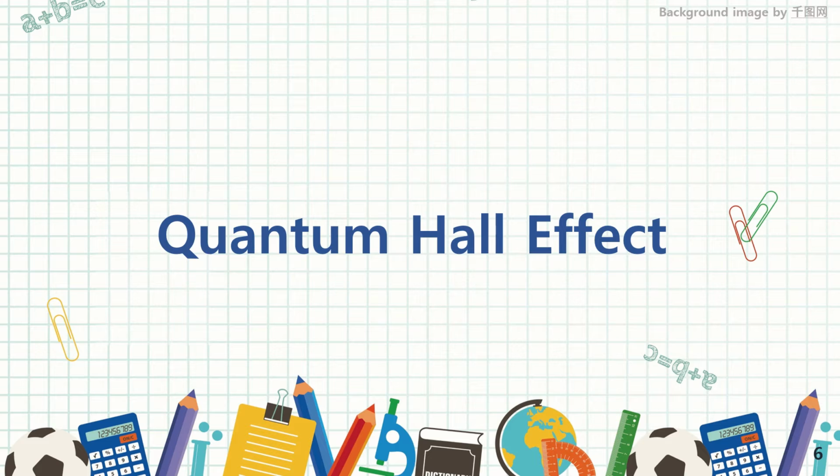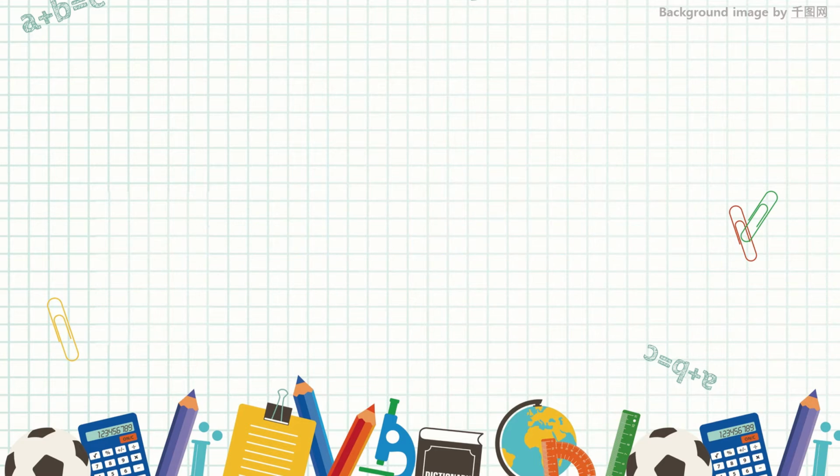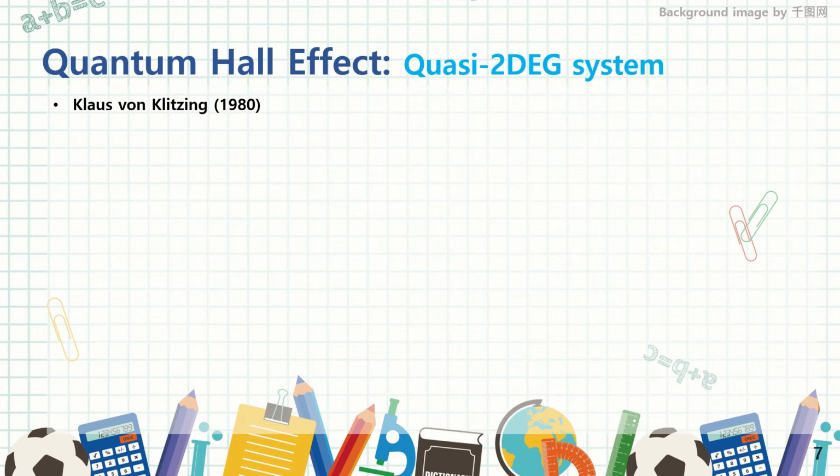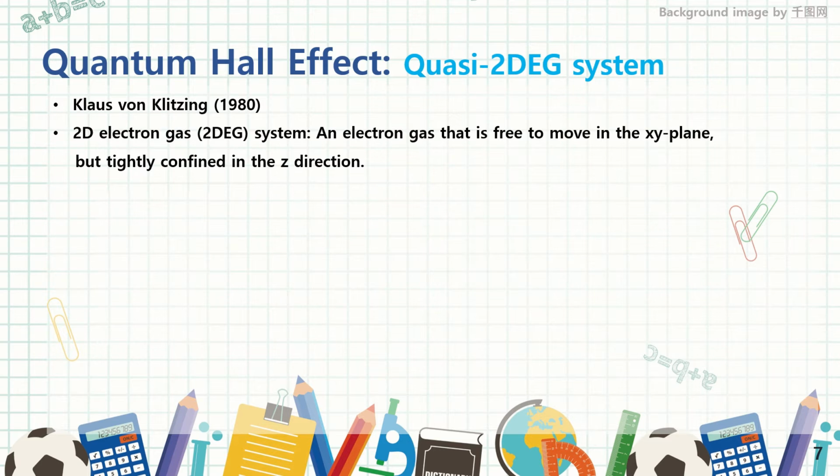So next question, what is the quantum Hall effect? As we already know, quantum refers to the smallest possible discrete unit of any physical property. This concept also applies to the quantum Hall effect. The quantum Hall effect was first discovered by Klaus von Klitzing in 1980, and the setup of the experiment is similar to that of the classical one, but with a two-dimensional electron gas system as the sample instead.